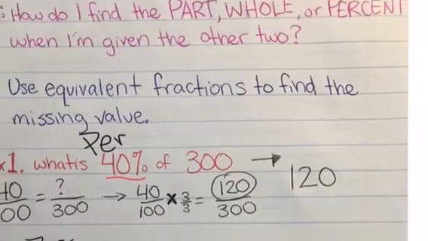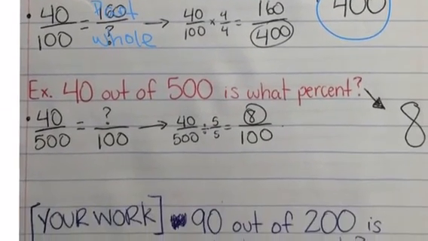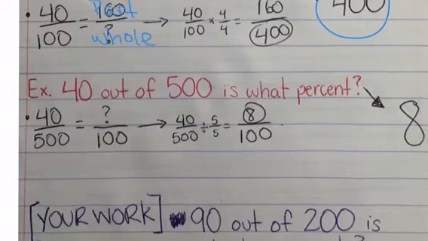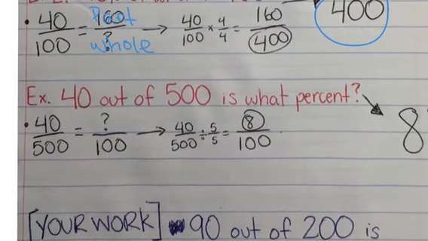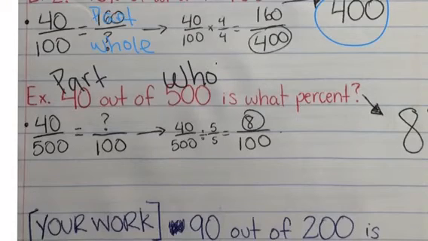Okay, so example number 3. 40 out of 500 is what percent? So now we've got this: 40 out of 500 is what percent? So 40 is the part, 500 is the whole, and obviously what we're looking for here is the percent. I mean, it tells it to us. It says, is what percent?